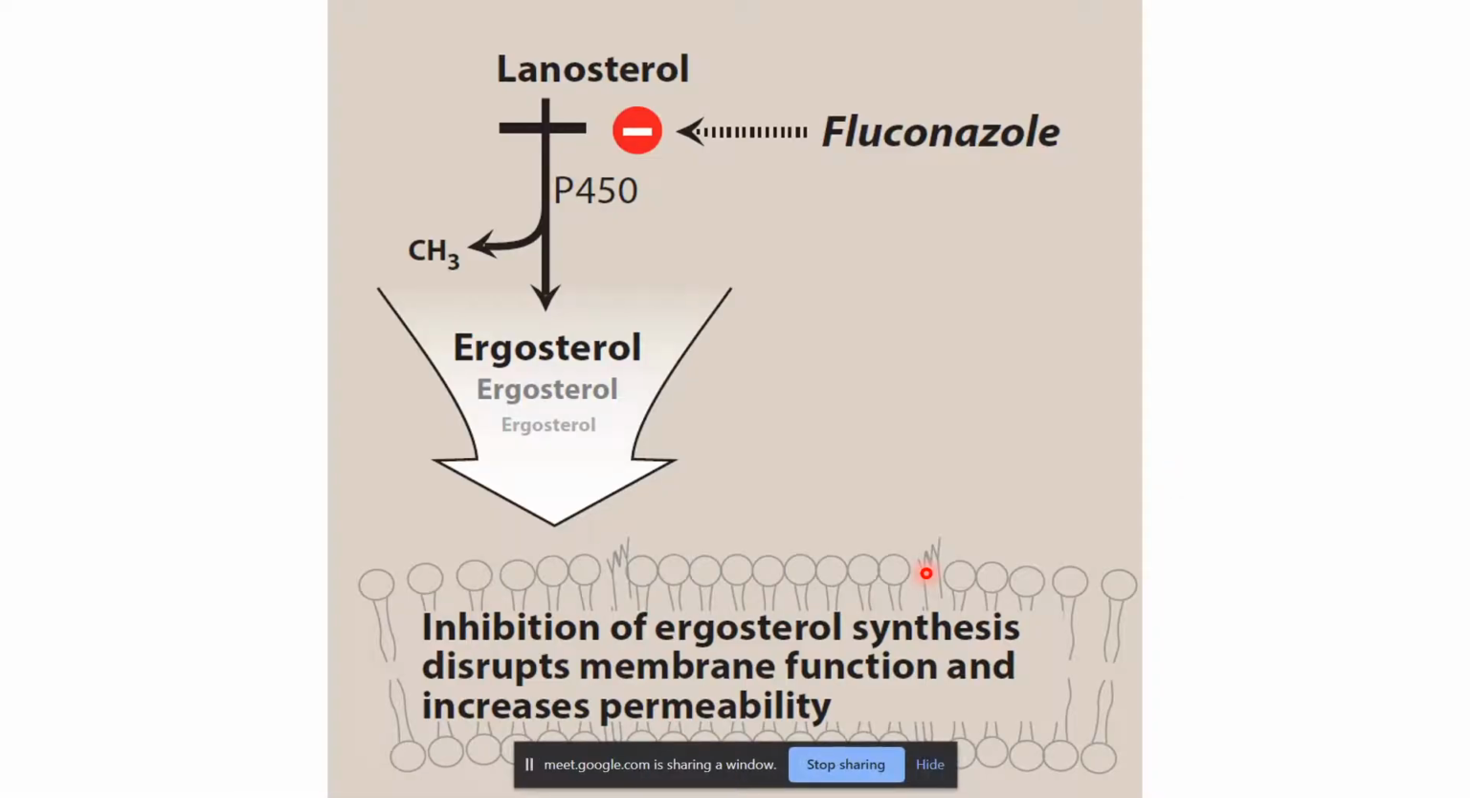This is the mechanism of action of fluconazole, and the same applies to the other triazoles like voriconazole, itraconazole, and posaconazole. They all have the same mechanism of action, but the difference is in the spectrum, which is different, and the pharmacokinetics is also different.